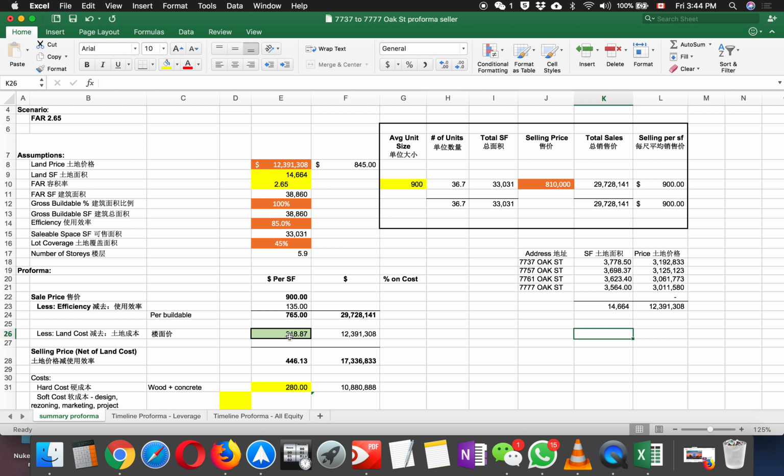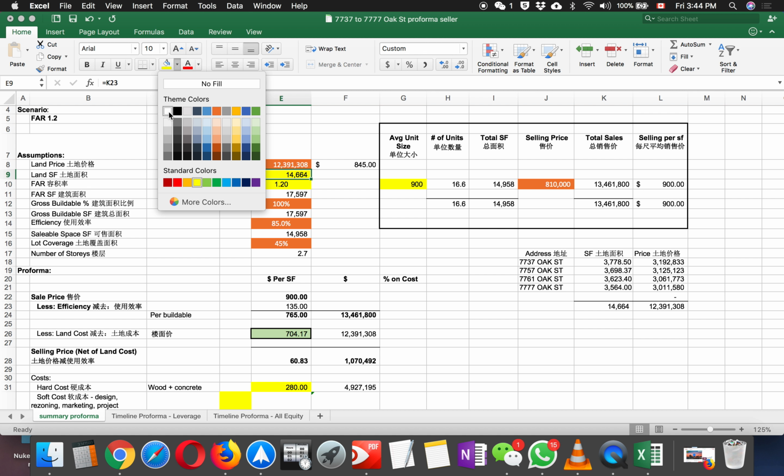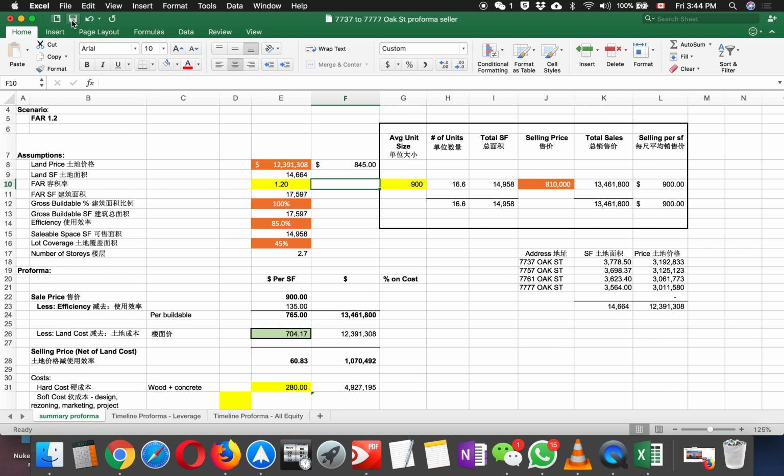That's a buildable cost. So in this case right here, for the land square footage, right? For this one yellow, floor space ratio, 2.65. We just make it 1.2 because it says 1.2, right? Okay, so this one, unfortunately, I'm not gonna make it yellow. I have to save it. It crashes. Okay, so in this case, you have your full square footage right here, 14,000 square feet.